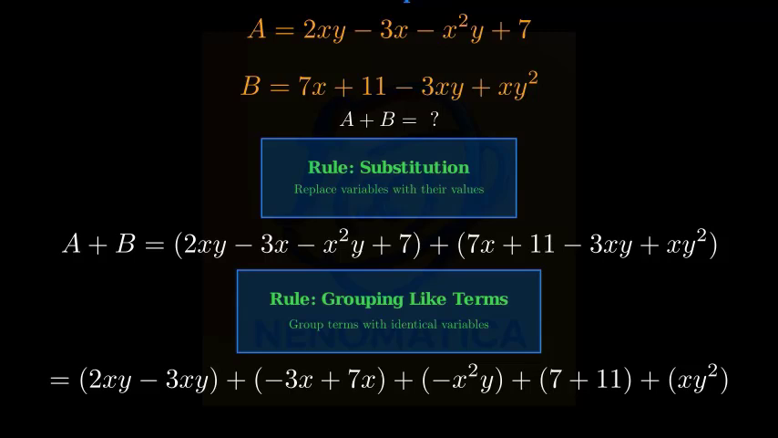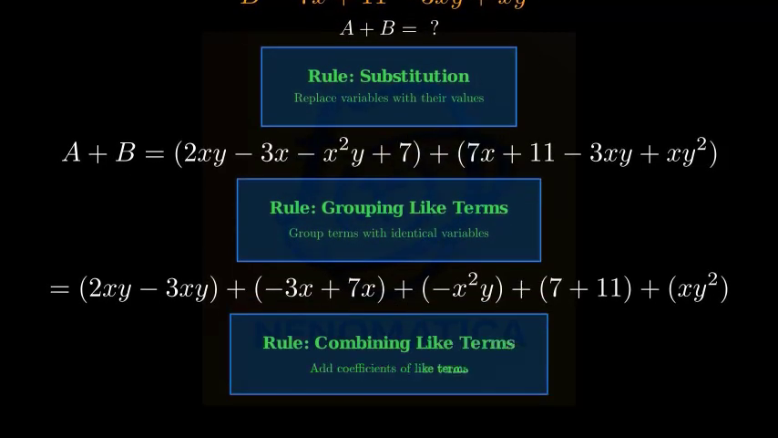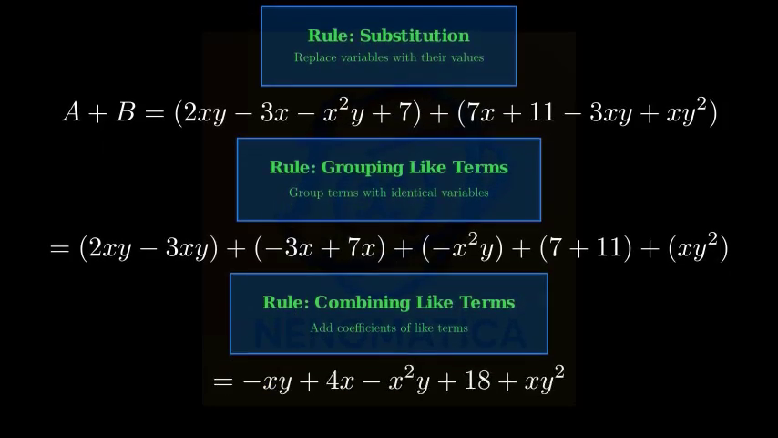Now we can combine our like terms. 2xy minus 3xy equals negative xy. Negative 3x plus 7x equals 4x. Negative x squared y remains as is. 7 plus 11 equals 18. And xy squared remains as is. So, A plus B equals negative xy plus 4x minus x squared y plus 18 plus xy squared.